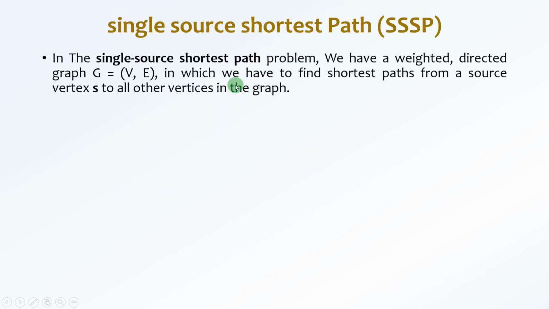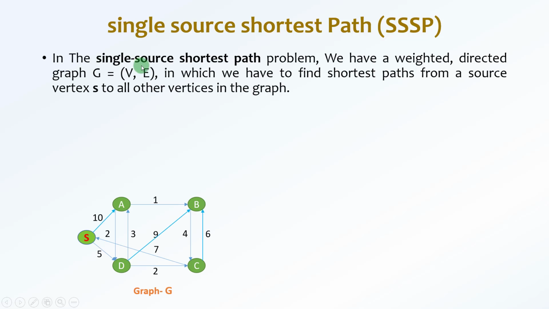In the single source shortest path problem, we have a weighted directed graph G. We may also consider an undirected graph, in which we have to find out the shortest path from a source vertex S to all the remaining vertices. That means at first we will select a source vertex, that may be any vertex from the graph, and from that source vertex our job is to find out the minimum cost path to all the remaining vertices.